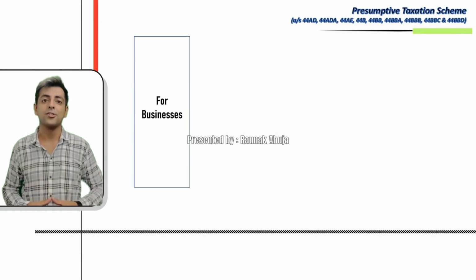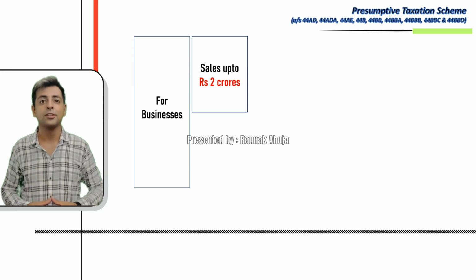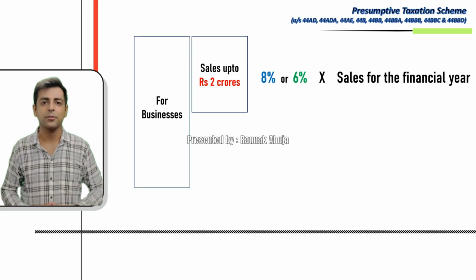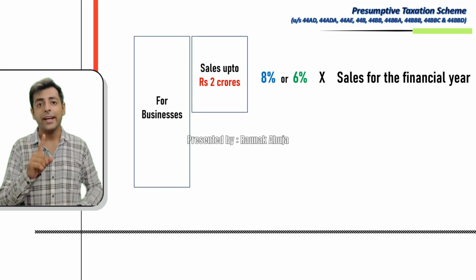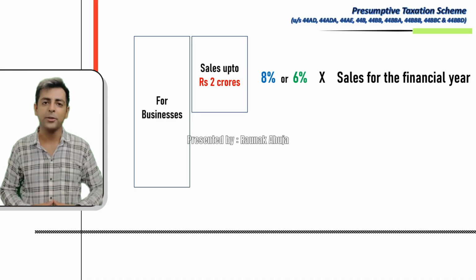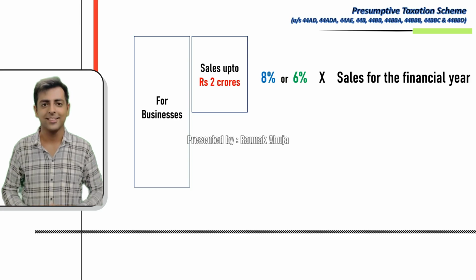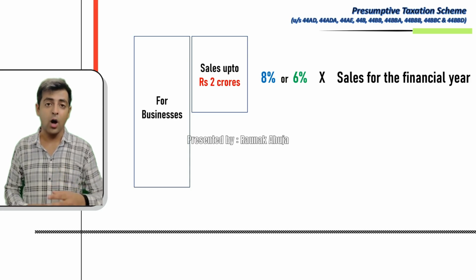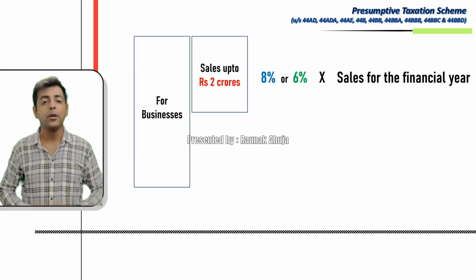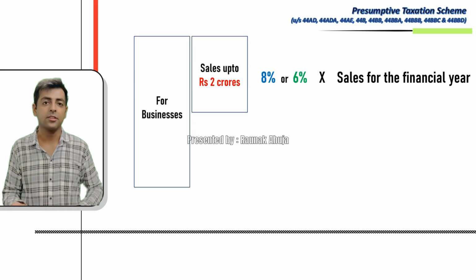Now, the presumptive taxation scheme for businesses with turnover of up to rupees 2 crores during the financial year, their total income from that business would be 8% or 6% of the total sales made during the financial year. This means you simply need to multiply 8% or 6% to the total sales that you made during the financial year. Now, the first question would be whether it would be 8% or 6%.